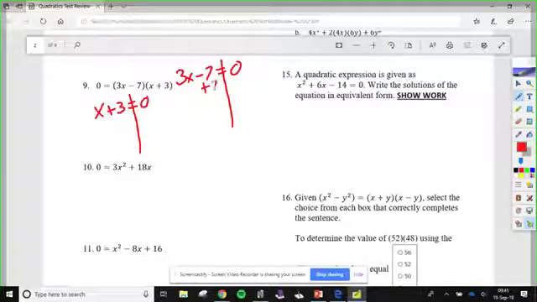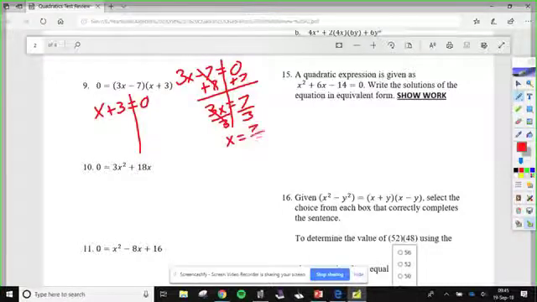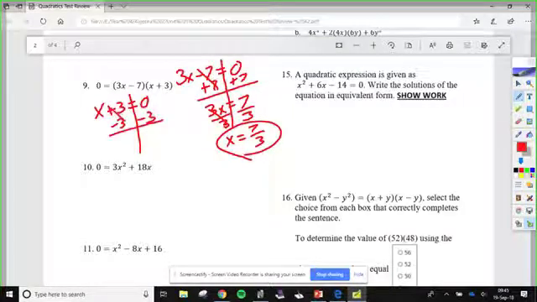So let's do this one first. Add 7 to both sides. This will be 3x equal to 7. And then you divide by 3. We'll get x equal to 7/3. You can just leave the fraction alone. You don't have to change it to a decimal. And then for the other one, subtract 3 on both sides. We'll have x equal to negative 3. So there are your two answers, negative 3 and 7/3.